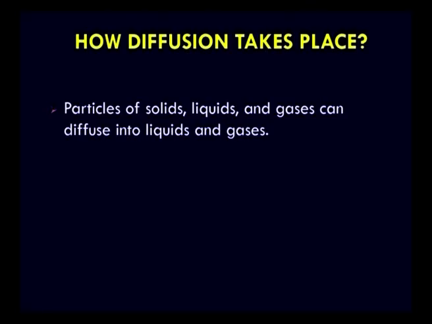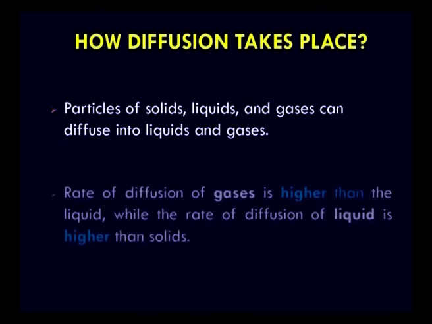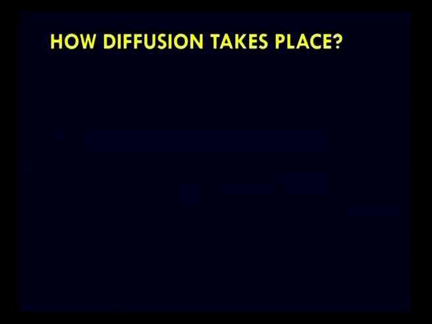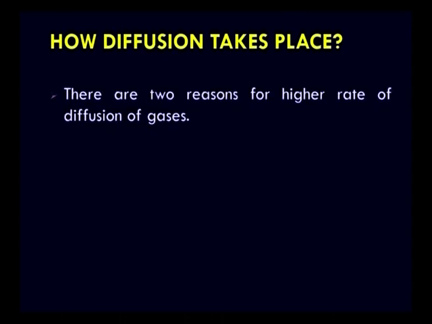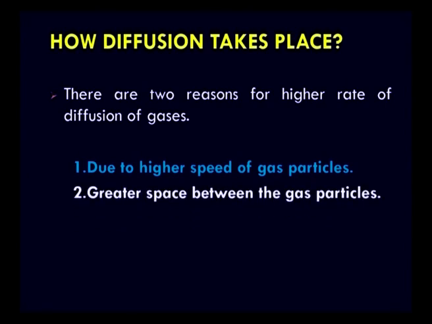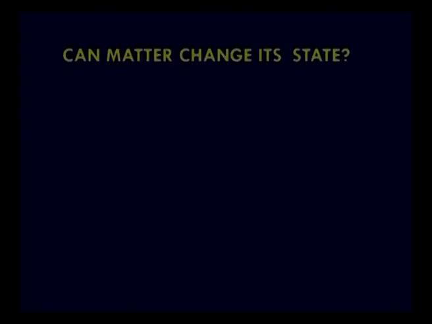Now let us discuss how diffusion takes place. Particles of solids, liquids and gases can diffuse into liquids and gases. The rate of diffusion of gases is higher than that of liquids and solids. There are two reasons for the high rate of diffusion of gases. 1. Due to the higher speed of gas particles. 2. Greater space between the gas particles.